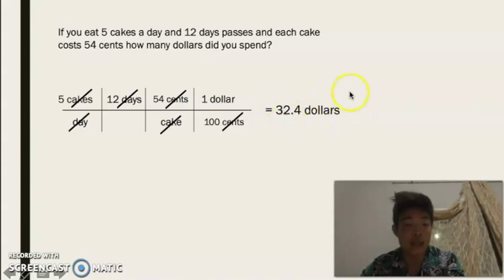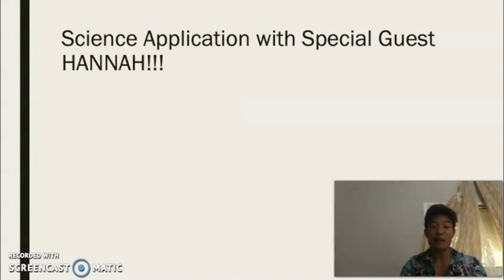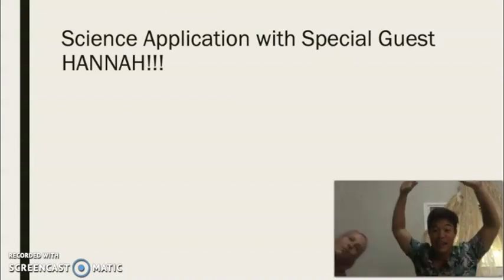This means that if 60 cakes cost 54 cents each, that is equal to $32.4. And for our next section, we will have science applications with special guest Hannah.